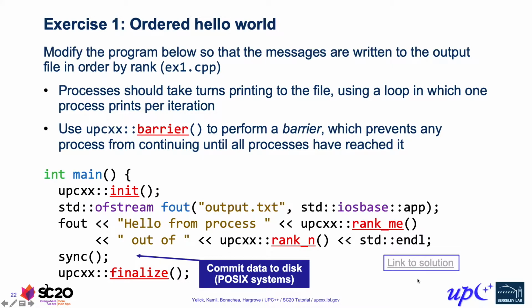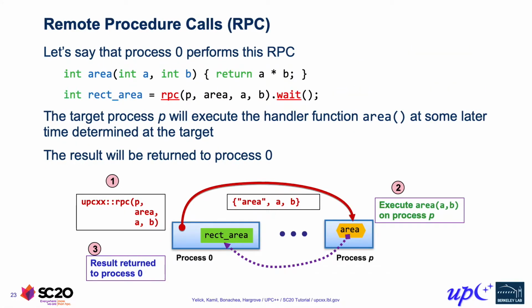Okay, then moving forward, let's take a look at some basic UPC++ features and how to make use of them. So the first one that we'll look at, one of the most fundamental features of UPC++, is a remote procedure call. And the idea here is that we want to move computation to data rather than the other way around. So we'll look at an example where we want to compute some area function, which takes in some arguments, and it returns the product of these two arguments. Something this simple, of course, isn't something that you would do in a real program, but we're using it here for illustrative purposes.